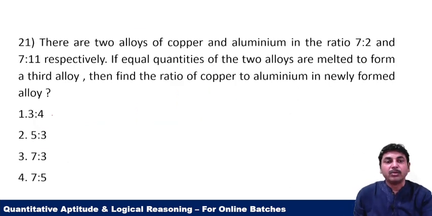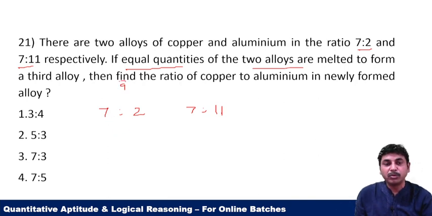Now there are two alloys, copper and aluminium, in the ratios 7 to 2 and 7 to 11. Equal quantities of the two alloys are melted. Okay, equal quantities are taken. So 7 to 2 here, copper to aluminium, and 7 to 11. Since equal quantity is taken, what is the sum of both parts? 9, and the sum of the other parts is 18.